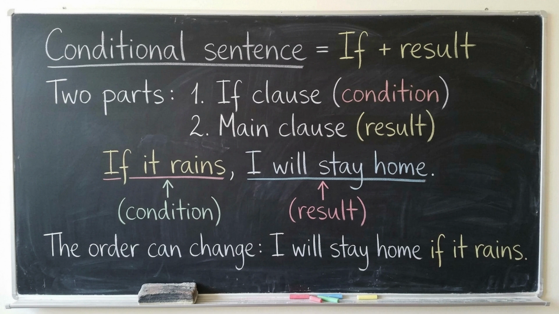For example, if it rains, I will stay home. If it rains is the condition. I will stay home is the result. You can also change the order. I will stay home if it rains has the same meaning. When the if clause comes first, use a comma. When the main clause comes first, no comma is needed.